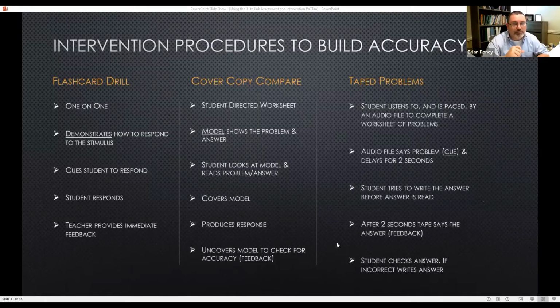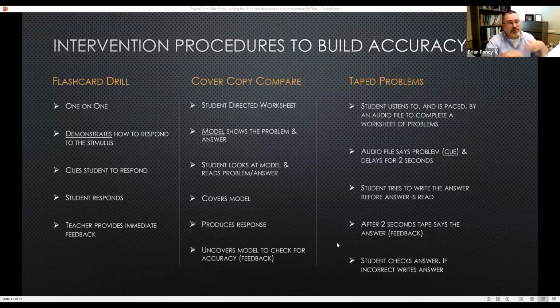All right, cover, copy, compare is a little bit different. With flashcard drill, the teacher leads it. Cover, copy, compare will provide a worksheet in front of the student, and it basically has a bunch of worked examples or models of the problem and the answer. The student looks at the model, covers the model, they respond to the model, and produce a response. So a lot of times it'll be writing, and then it uncovers and the student looks at the model to provide the feedback.